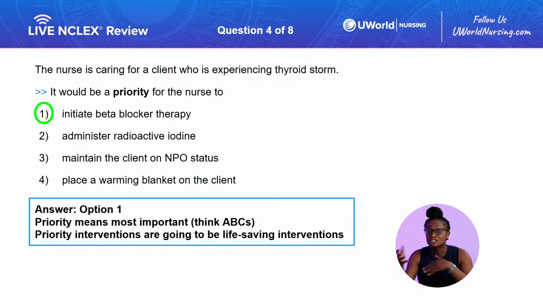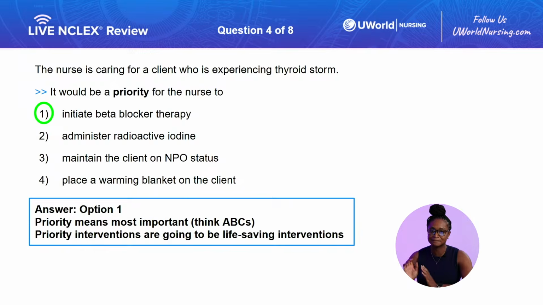And then option 4, place a warming blanket on the client. This would be the exact opposite of what we want to do. They're already high, high, high in drive and revved up with that metabolic state. So we actually want to do the opposite by giving them a cooling blanket, giving them ice packs, doing a dark, serene room so everything can be relaxed and slow down. So option 1 is the only thing that's slowing things down.